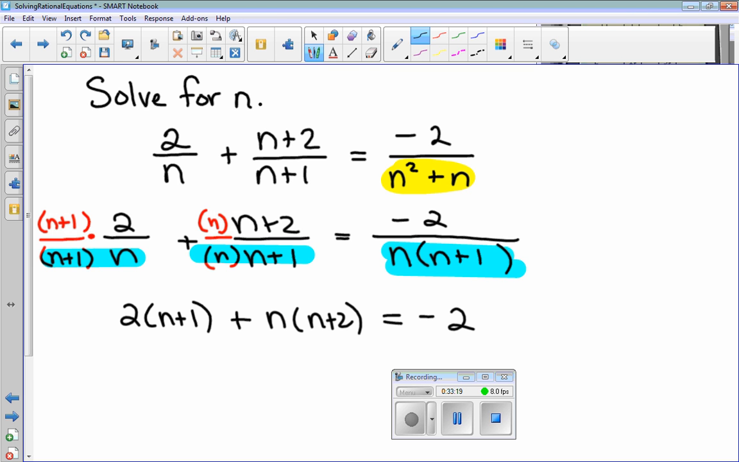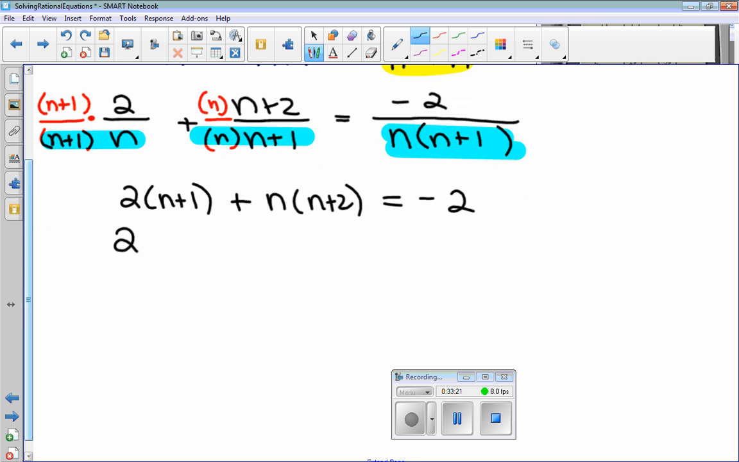All right, so now Travis, I agree, we're going to distribute. So 2n plus 2 plus n squared plus 2n equals negative 2. What kind of equation is this? Quadratic. When it's quadratic, Angela, what do I need to do? Get it equal to 0. Okay, so let's do that. Let's get it equal to 0.